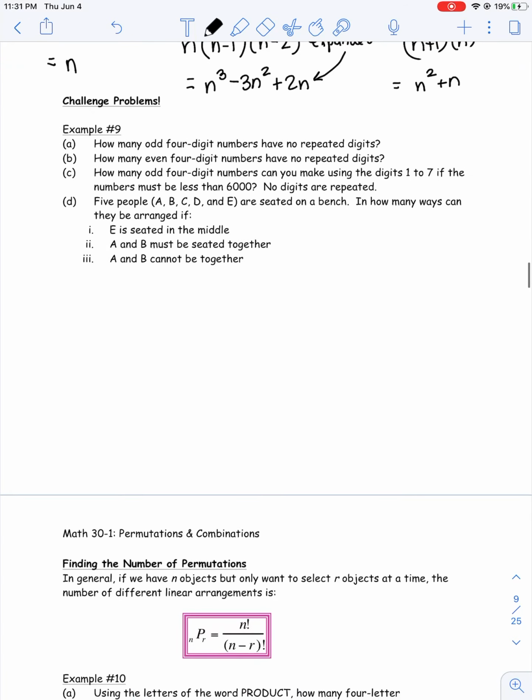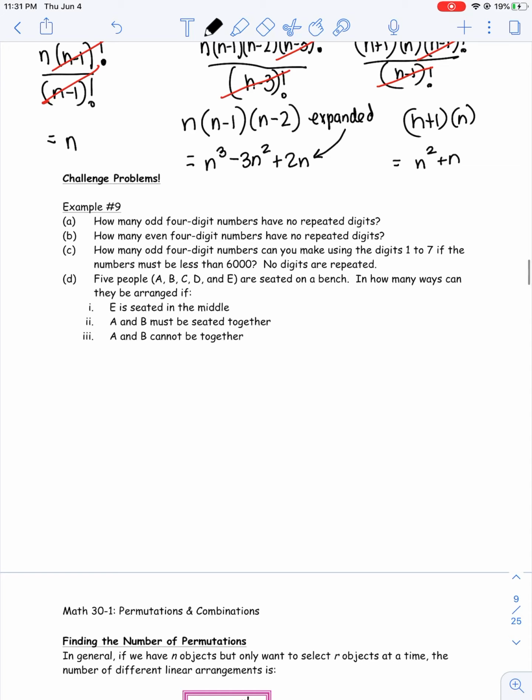So these ones here, example number 9, they're challenge problems. They're saying how many odd 4-digit numbers have no repeated digits. So we have 4 spots to represent the 4 digits, and they have no repeated digits.